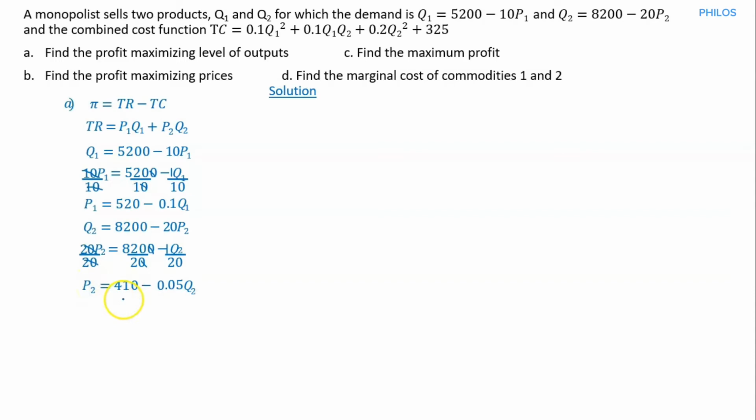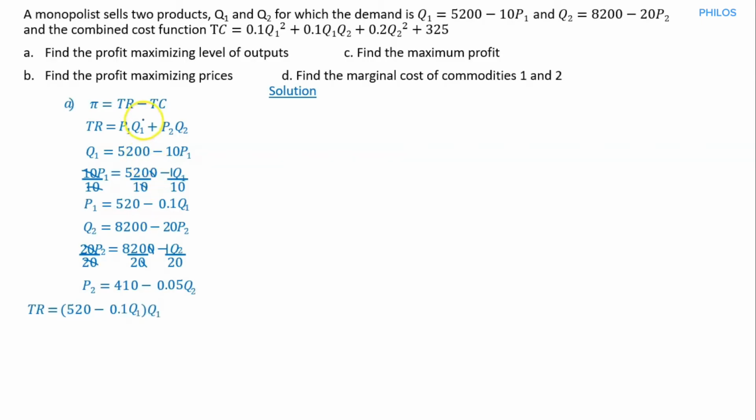So after making them the subject, we can now substitute them into this place to get total revenue. Because we need total revenue as a function of Q1 and Q2, you see that, not as a function of P1 and P2. So we'll get total revenue equal to, we are substituting. What is P1? This is P1, right? So let's substitute what we got for P1 here, which is 520 minus 0.1 Q1. We close the bracket, multiplying Q1.